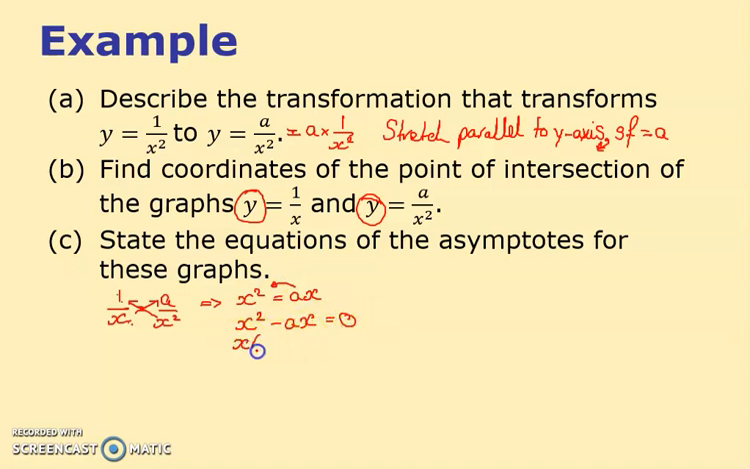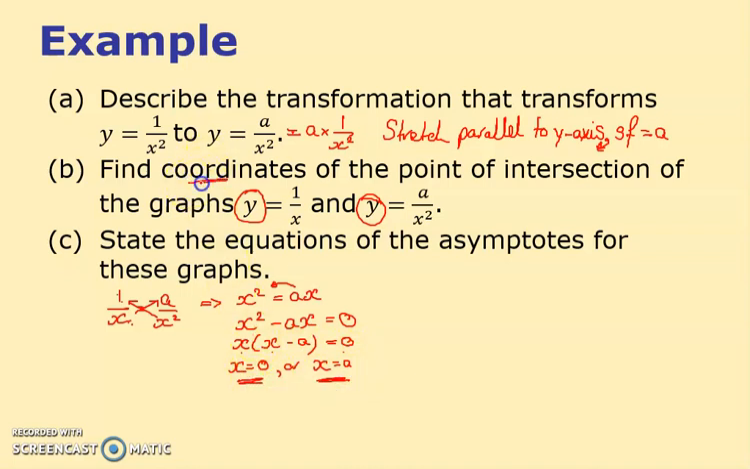Take x out as a common factor. That gives me x times x minus a. A lot of people here want to divide by x. Don't do that. You'll lose an answer if you do that. And therefore, when is this times this equal to 0? Well, x has to equal nothing, or x could equal a, because a minus that a would also be nothing. So there's my two x coordinates.